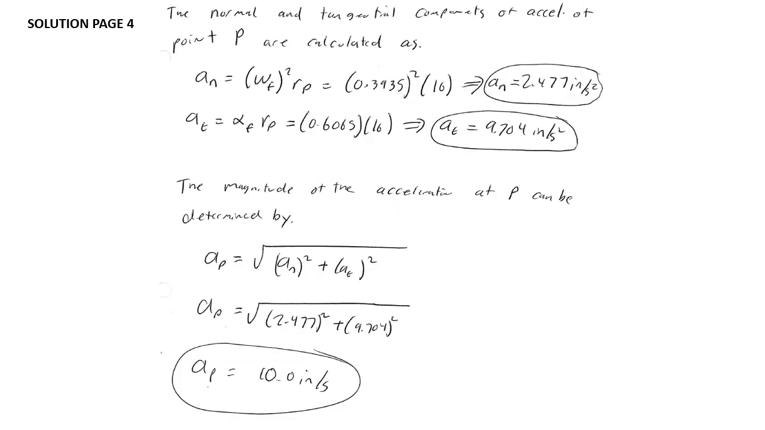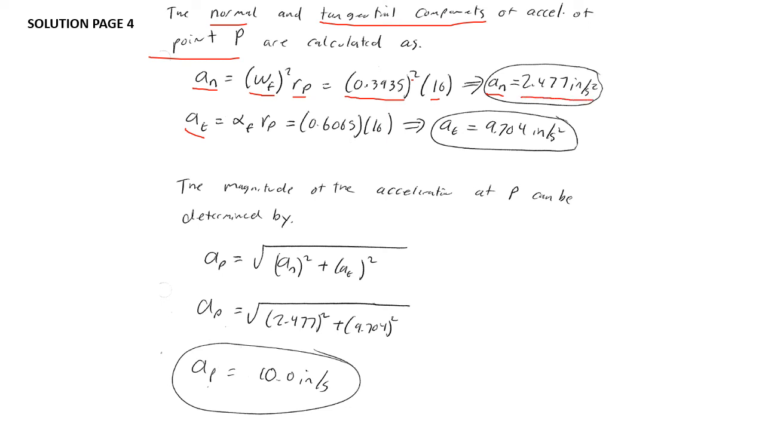From here, the normal and tangential components of acceleration at point P can then be calculated. Our A sub n and A sub t are calculated based off our formulas: A sub n is equal to omega squared r, and A sub t is equal to alpha r. If we start with A sub n equal to omega f squared times r sub p for the corresponding components, and plug in our known values, our omega sub f we know as 0.3935. Take that quantity squared times r sub p, which is 16. Therefore, our normal component of acceleration at point P on the blade is 2.477 inches per second squared.